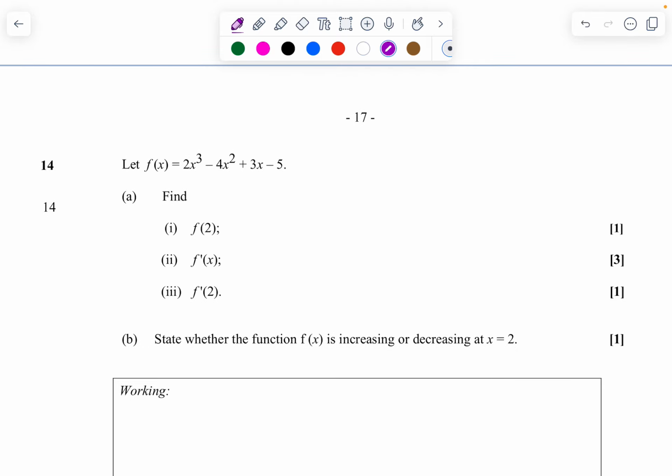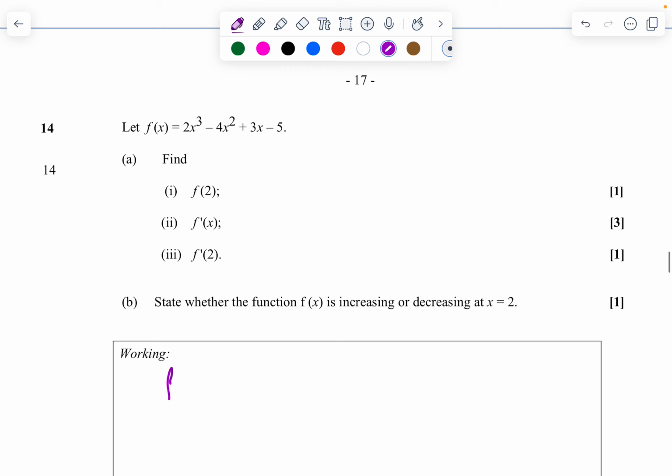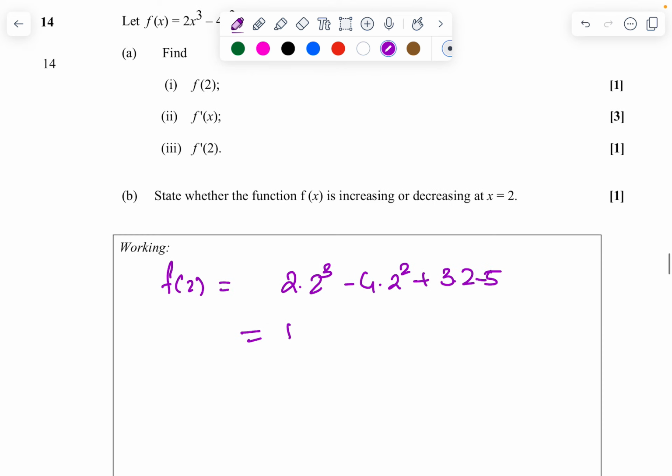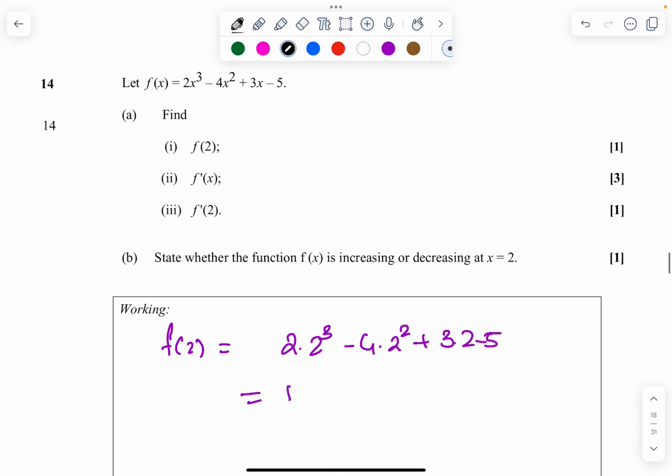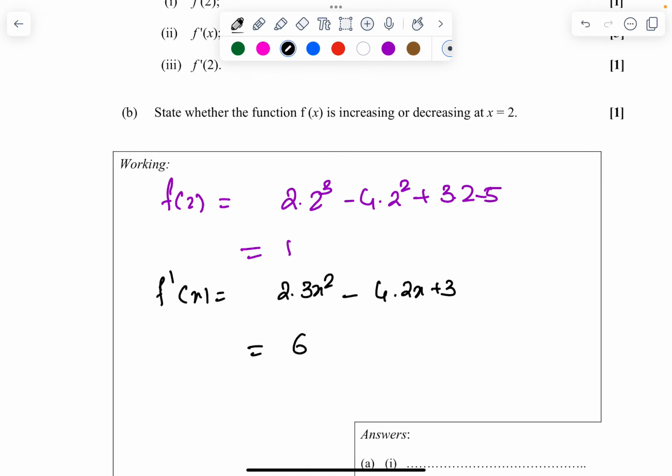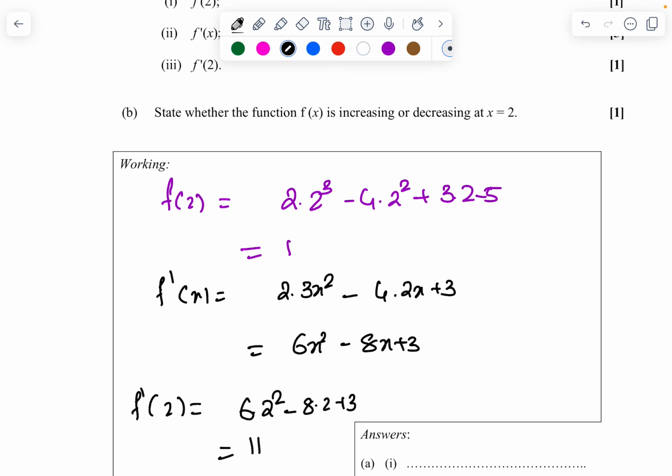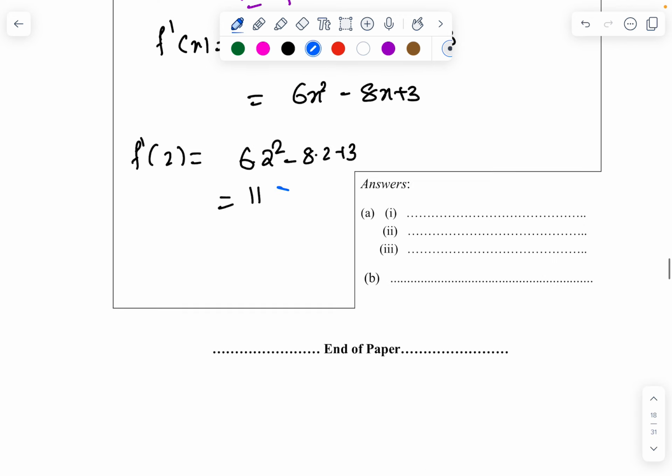Then question number 14, f of 2. F of 2 means 2 times 2 cube minus 4 times 2 square plus 3 times 2 minus 5, which is going to be 1. Next is f prime x. F prime x will be 2 times 3x square minus 4 times 2x plus 3, which is 6x square minus 8x plus 3. Then f prime of 2: 6 times 2 square minus 8 times 2 plus 3, which is 11. State whether it is increasing or decreasing. Because it is positive, greater than 0, it is an increasing function.